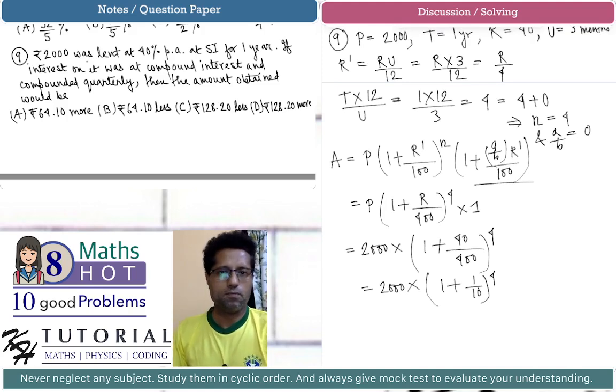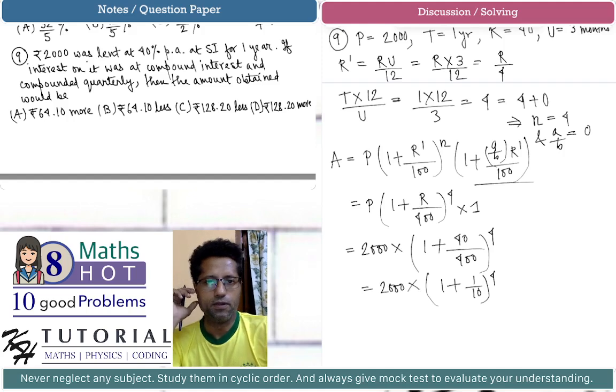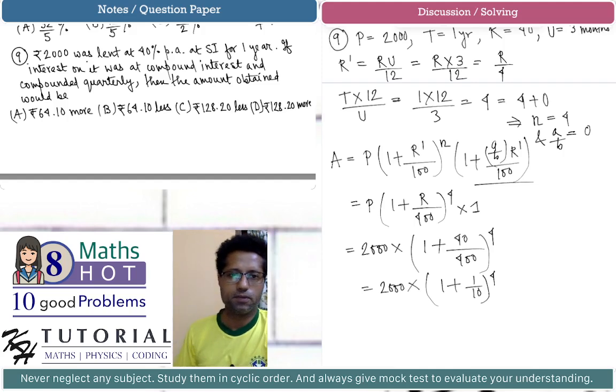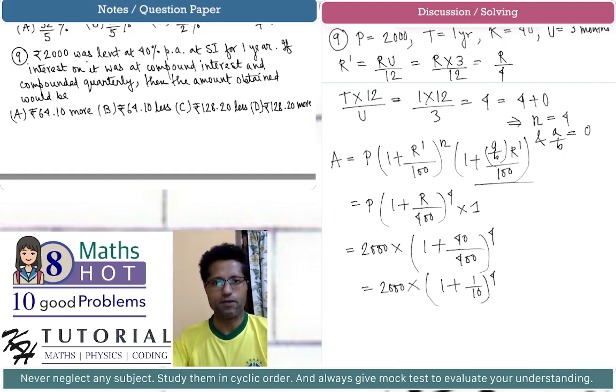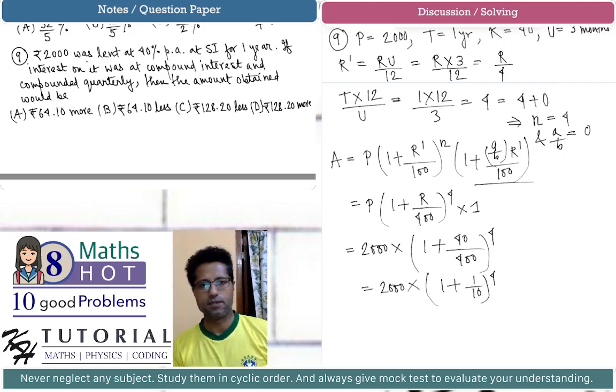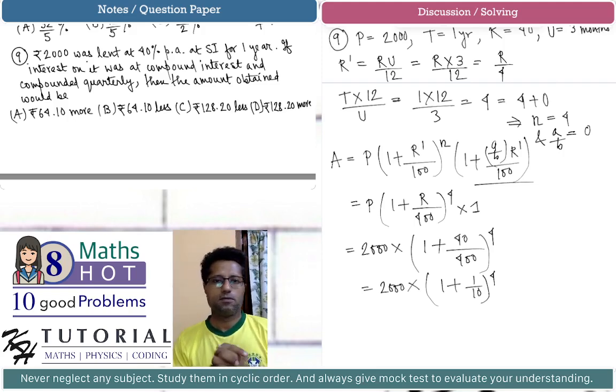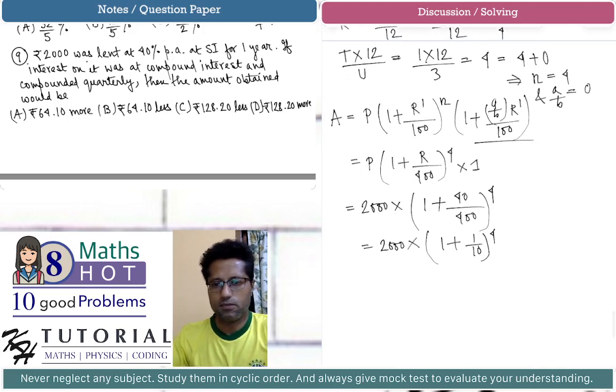Okay, so if the interest was at compound interest and compounded quarterly, then the amount obtained would be, the choices are given as more, less, more and less. So we have to basically compare the amount for the simple interest and the amount for the compound interest and then take the difference. Okay, so for the compound interest, the amount is coming to be this.